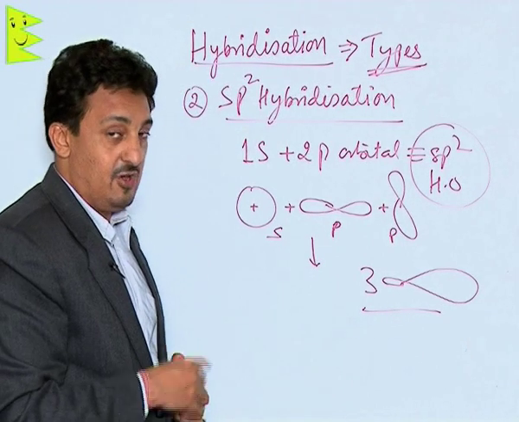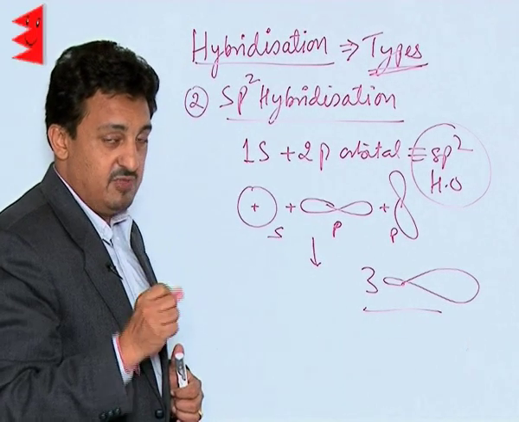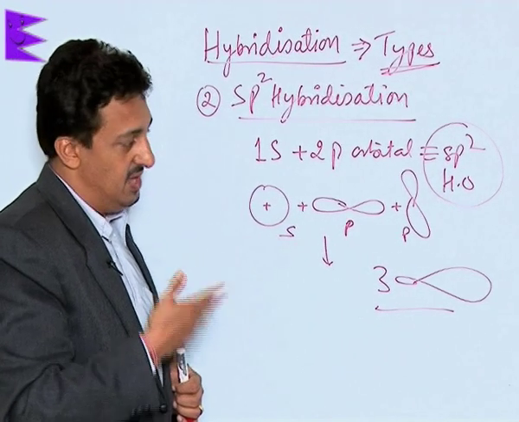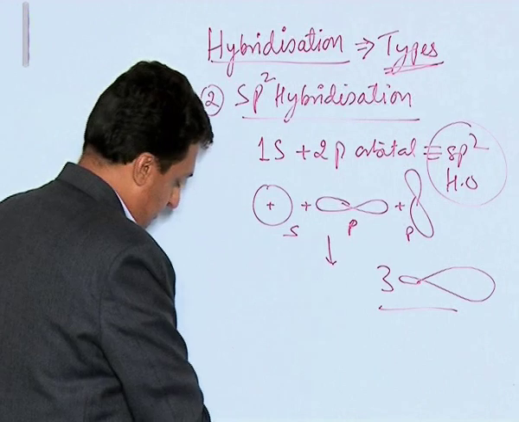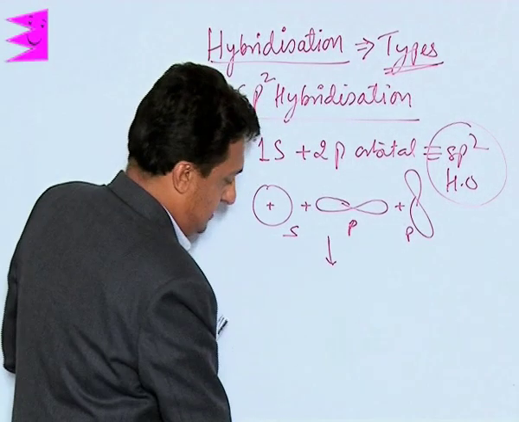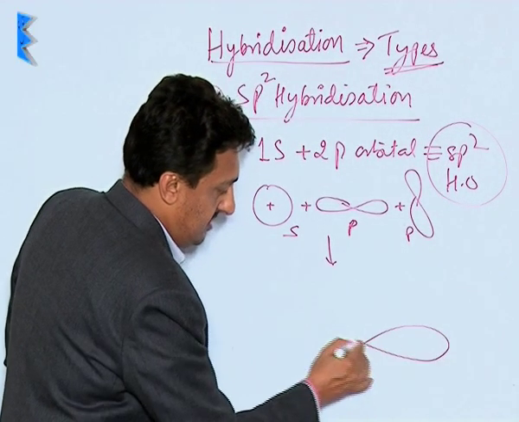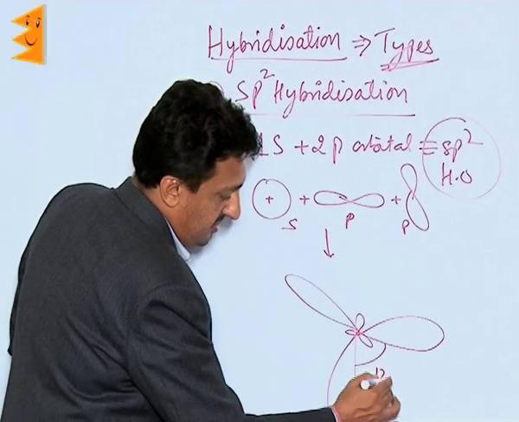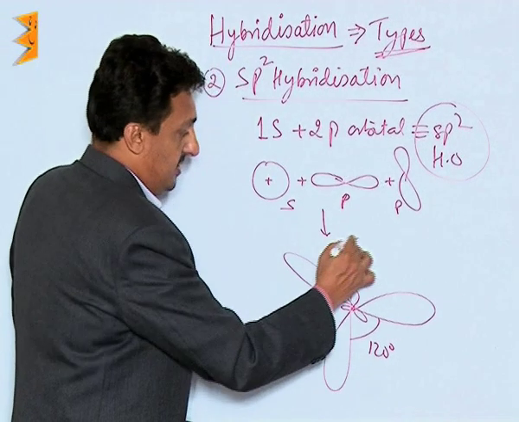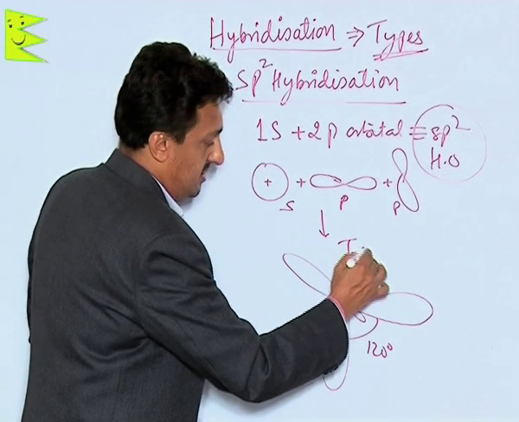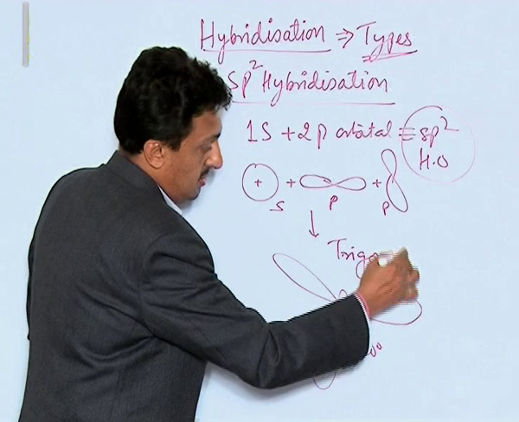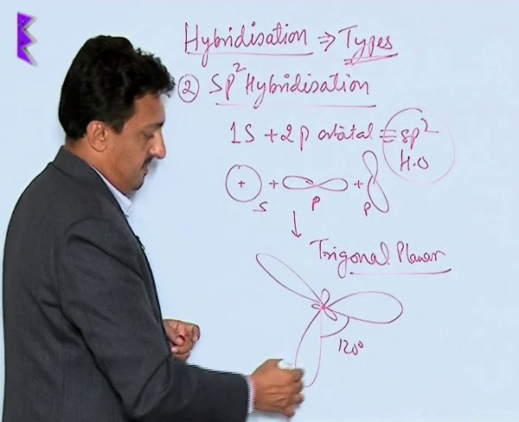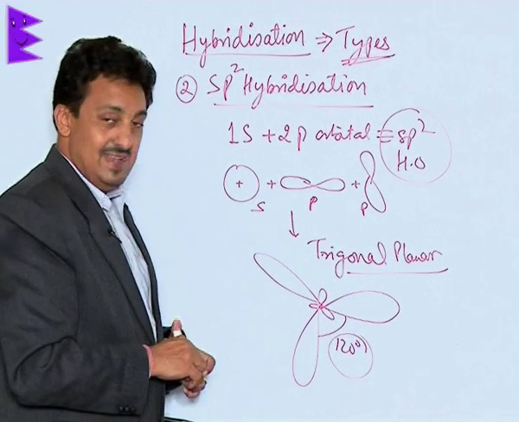Now there will be three such hybrid orbitals. How will they be arranged to have minimum repulsion between the bonded pairs? Certainly, as per valence shell electron pair repulsion theory, in a trigonal planar manner. So they are arranged like this with an angle of 120 degrees, taking the shape of trigonal planar.